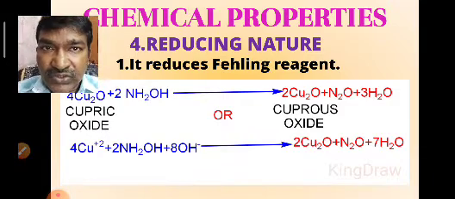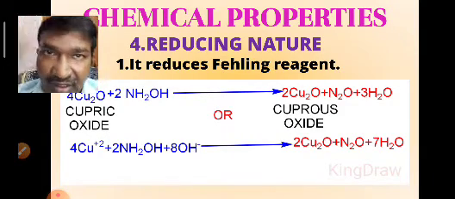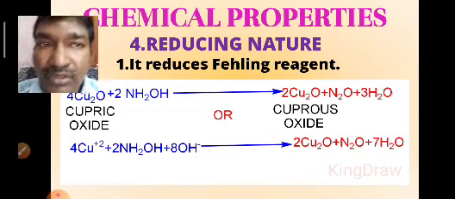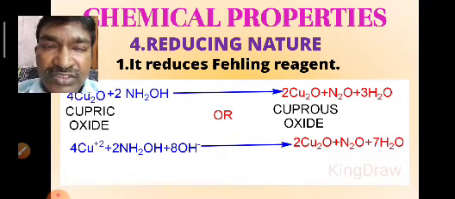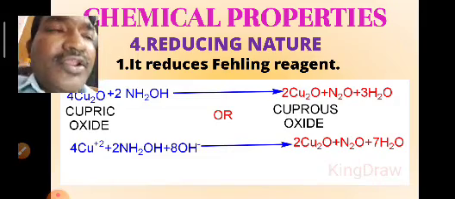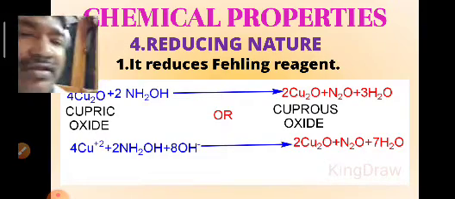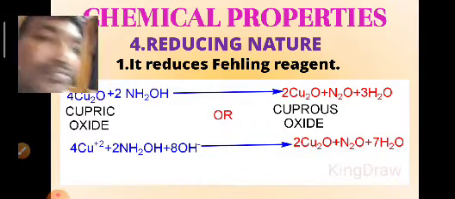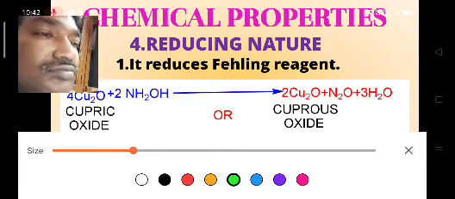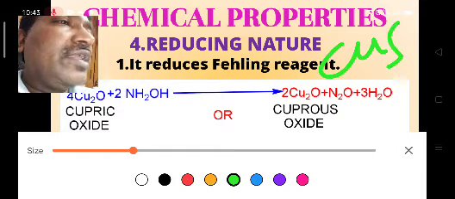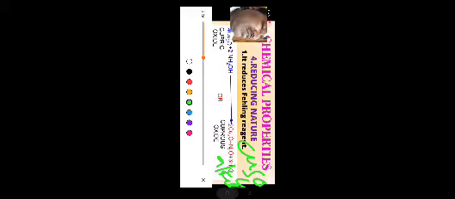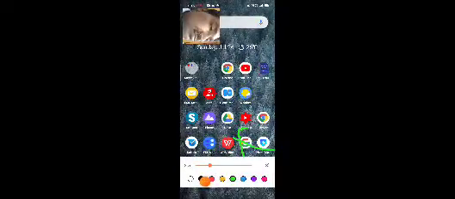Fehling reagent is also used to distinguish between the aldehydes and ketones. So, here in Fehling reagent we use the two reagents, Fehling 1 and Fehling 2. Fehling 1 is nothing but alkaline copper sulfate solution. Alkaline copper sulfate solution is known as the Fehling 1.